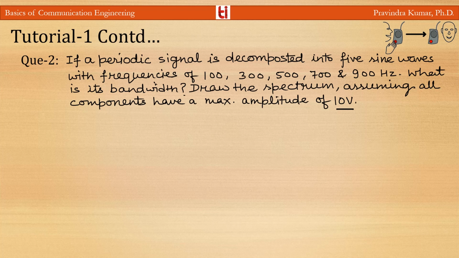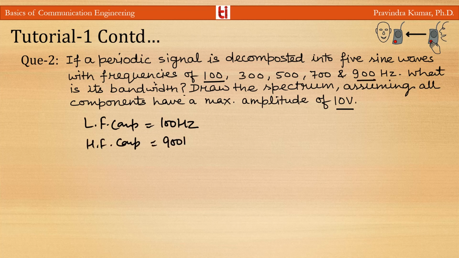Here you can see the lowest frequency component is 100 hertz, and the highest frequency component is 900 hertz. So the bandwidth of this signal is 900 minus 100, which is 800 hertz. So the bandwidth of this signal is 800 hertz.